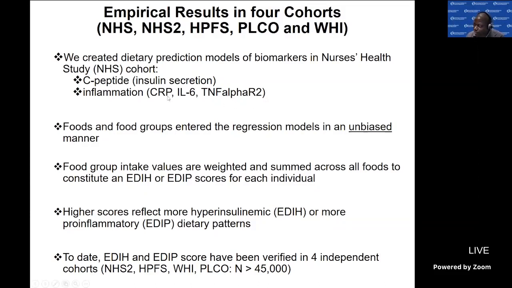And we also used these three inflammatory markers here in reduced rank regression models to develop the EDIP, the inflammatory dietary pattern. So the foods enter the regression models in a very unbiased way. By unbiased here, I mean unsupervised. We didn't ask the model to retain specific foods or beverages. We just let the combination play out till the end, and we picked out the components, the food groups that were retained in the final statistical model, to comprise components of the scores. So the food group intake values are weighted by the regression coefficients and then summed across all the foods to constitute the scores for each individual. And so these scores are relative, they are not absolute. Higher scores represent a more pro-inflammatory dietary pattern or more hyperinsulinemic dietary pattern, while lower scores indicate a more anti-inflammatory dietary pattern or low insulinemic dietary pattern.